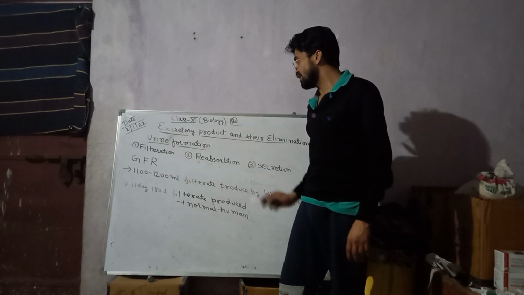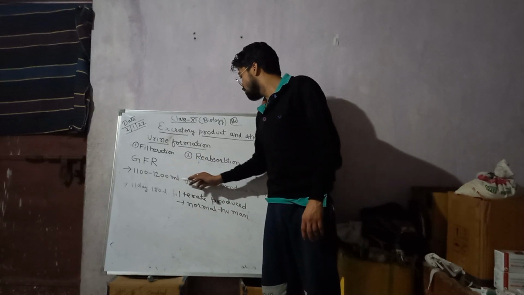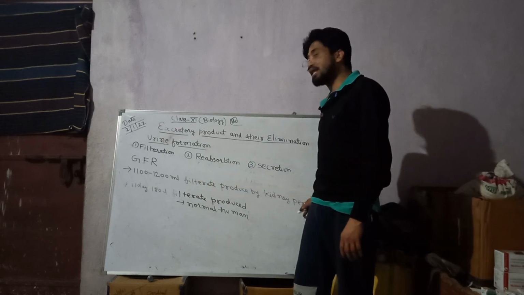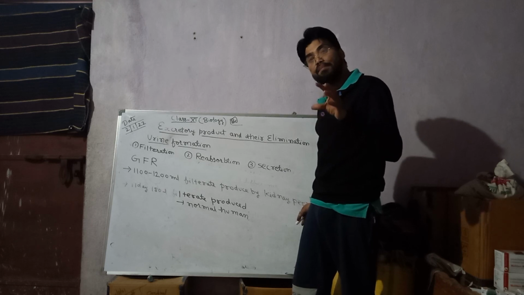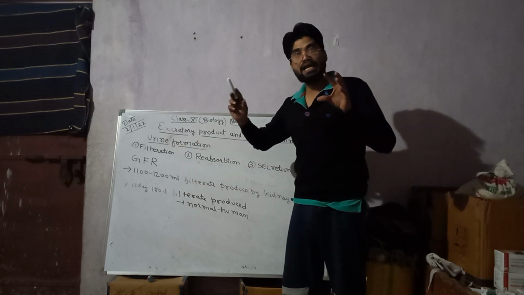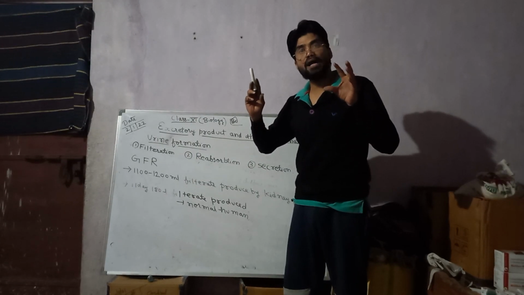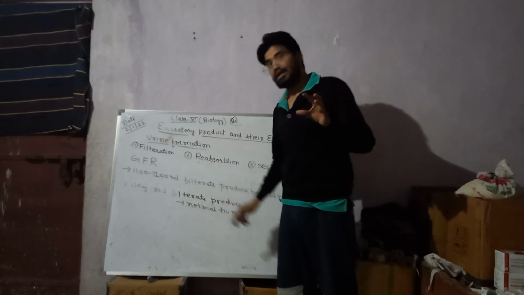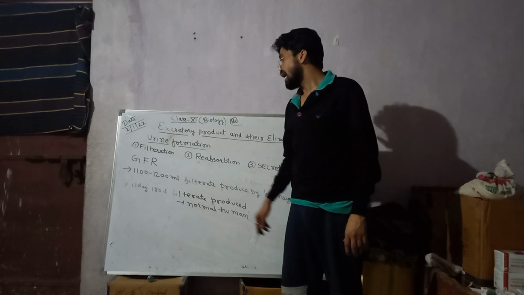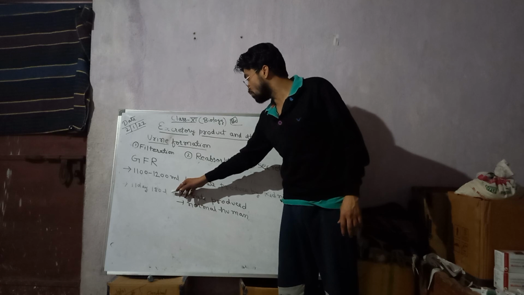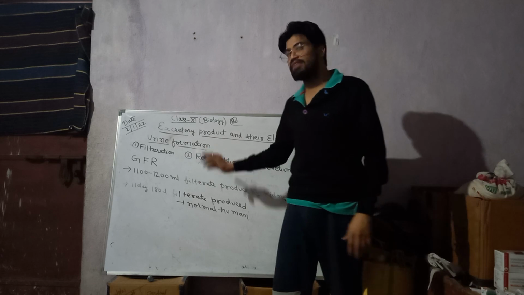Again I am repeating the things. GFR means the 100 to 120 ml filtrate produced by kidney per minute. Means amount of filtrate produced by kidney per minute is known as GFR. In 1 minute 100 to 120 ml filtrate will be produced, and in one day 180 liter filtrate is produced. So this is all about the filtration, my dear student.